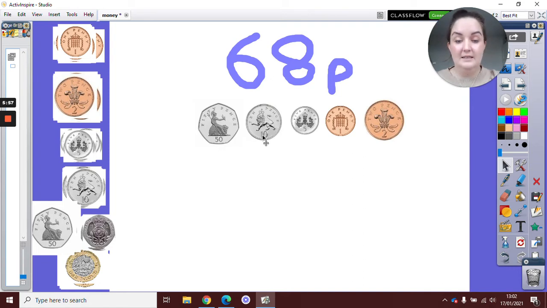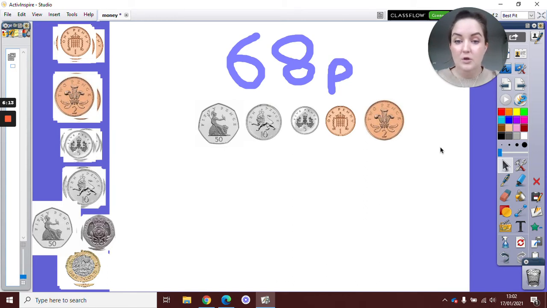50 add 10 is 60, 65, 66, 67, 68. Right, again, if I went to the shop and I didn't have all these coins in my purse, what other coins could I use to make 68p?